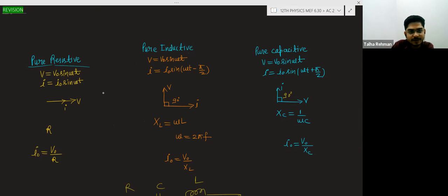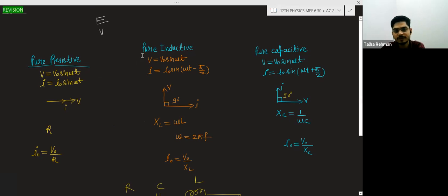Earlier I have written E for EMF. Now I have written V. V is for voltage. Basically both are the same thing, EMF and the voltage. EMF is basically the maximum voltage. So in a circuit we generally represent the voltage. So what is V? V is equal to V naught sin omega t.